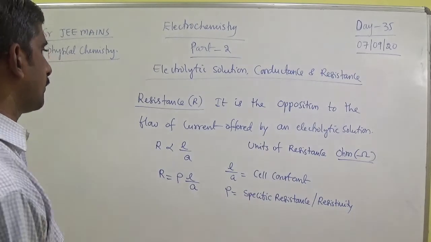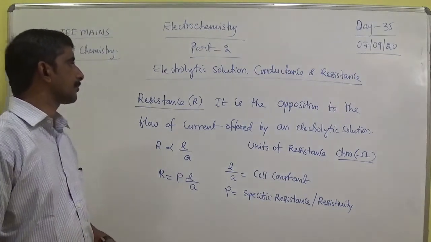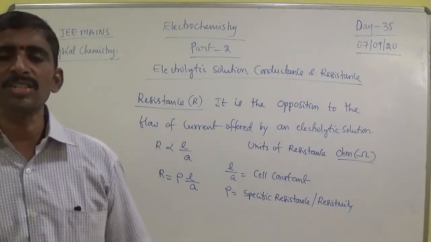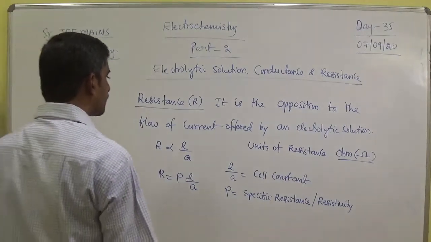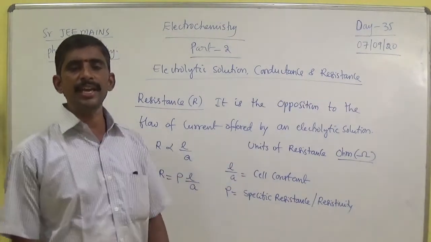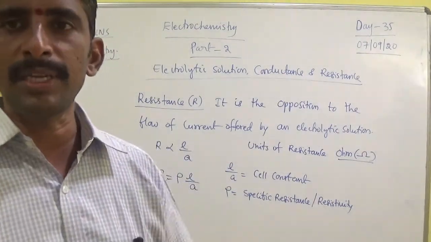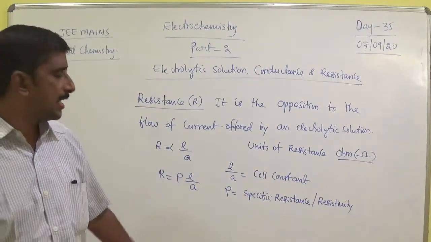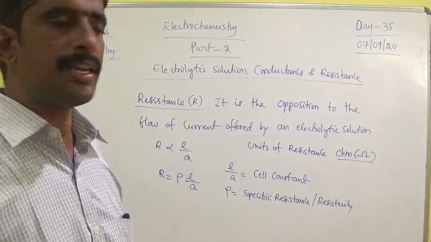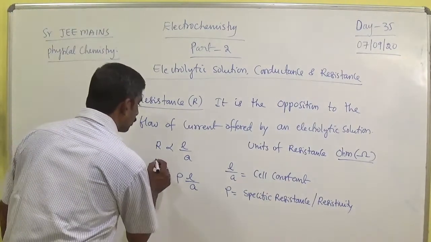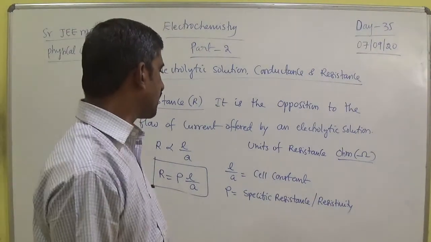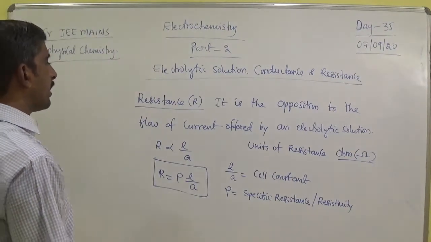Okay, next one is cell constant. Cell constant means it is the ratio of length and area of the cross section. It is a cell constant. Anyway, R equal to rho into L by A. So rho means specific resistance or resistivity. L by A means cell constant.